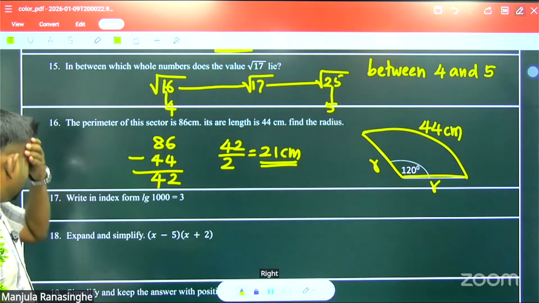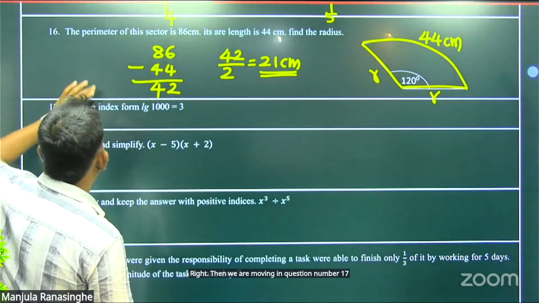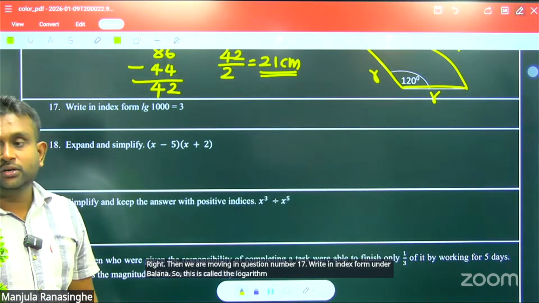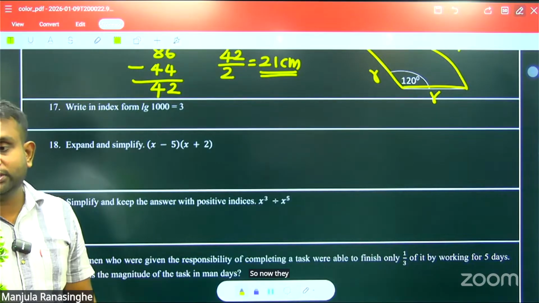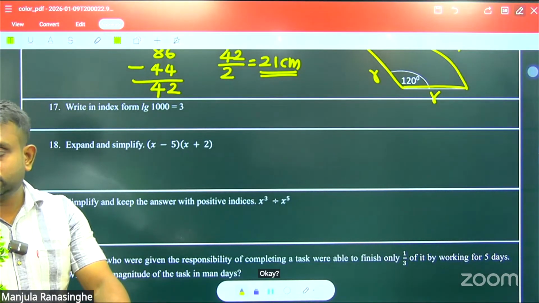Right. Then we are moving to question number 17. Write in index form. So this is called the logarithm format. Now they are asking to convert to the index format. Okay. Right. So now I will tell you how to do it.